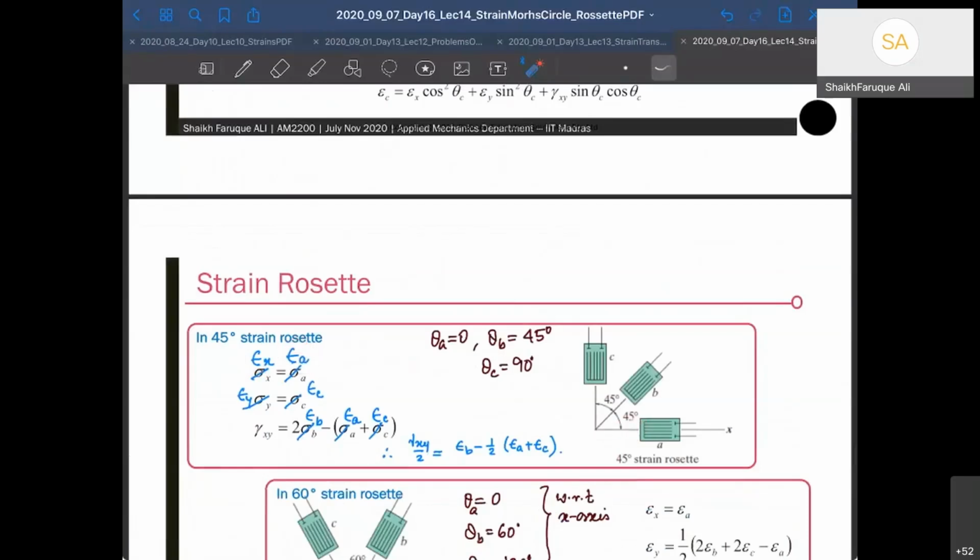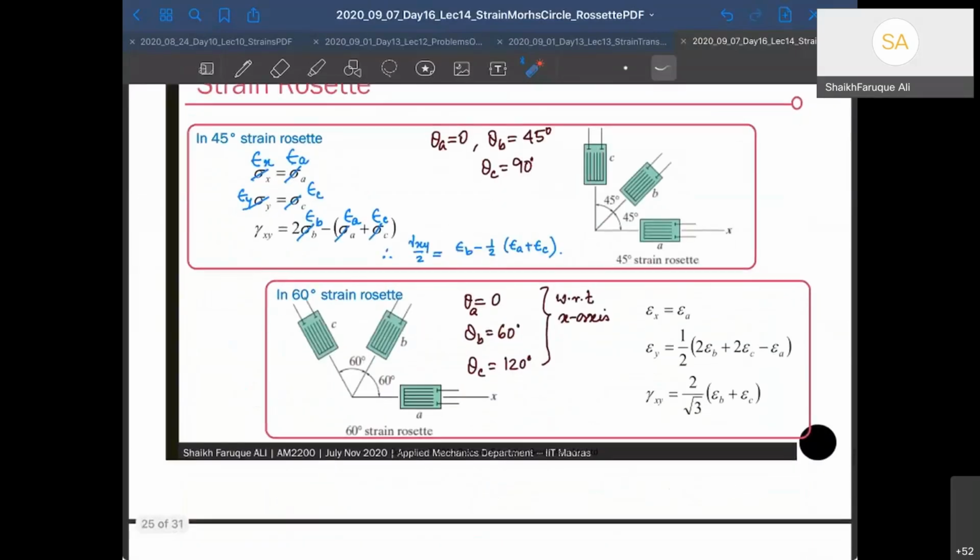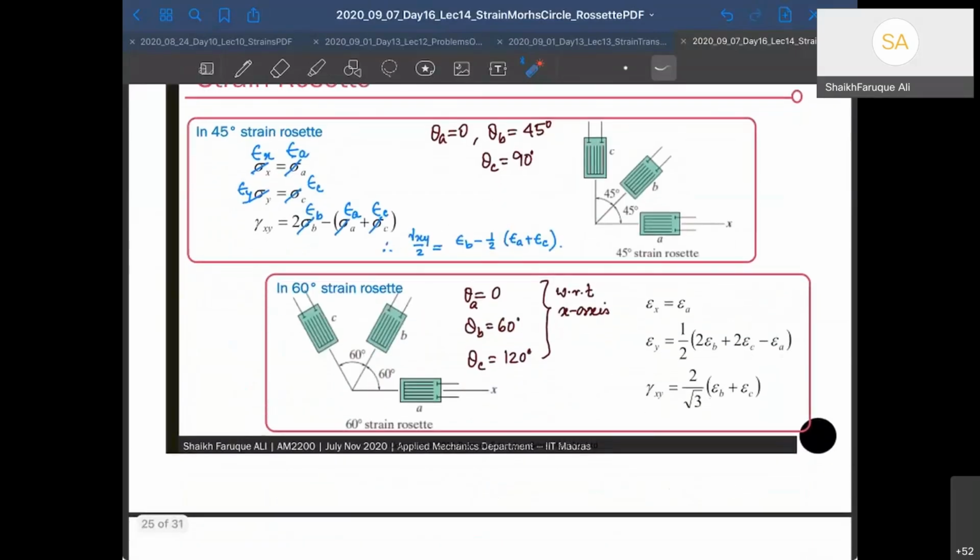Similarly, you can put those values back, and you will get epsilon y is equal to epsilon C, and gamma xy is given by epsilon B minus epsilon A plus epsilon C, so half of this. So this is a very easy relationship that you get. Similarly, for 60-degree rosette, you can put it back and find the equations, and these are the 3 relations that you get. So you can use these relations directly to solve the problem.